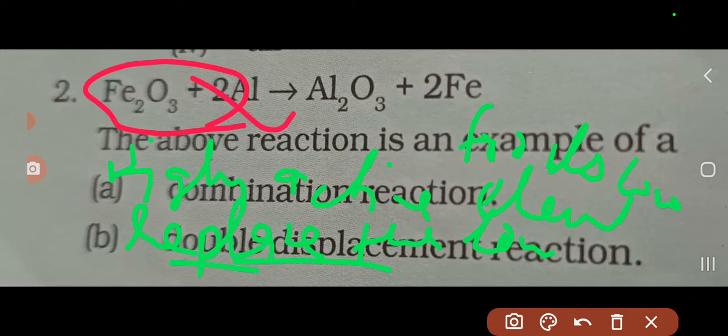Dear student, have you learnt? Please write down in simple language what a displacement reaction is. A reaction in which the high active element replaces the low active element from its compound is known as a displacement reaction.